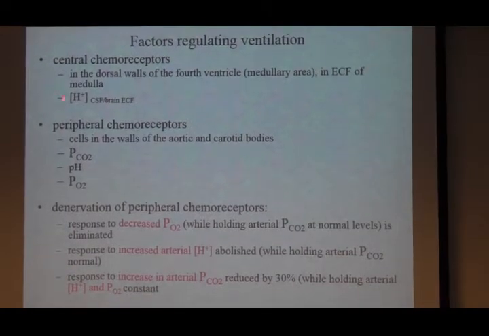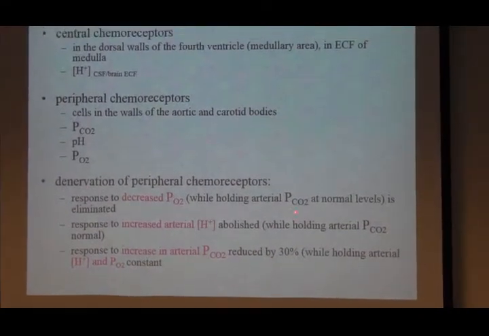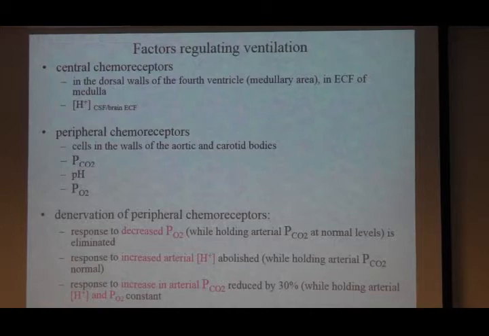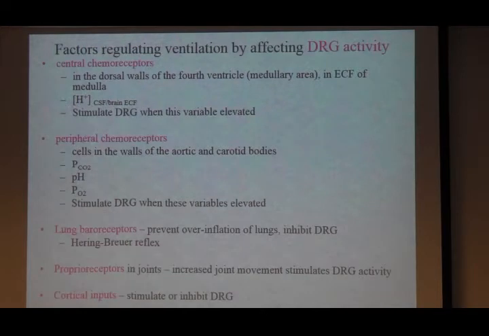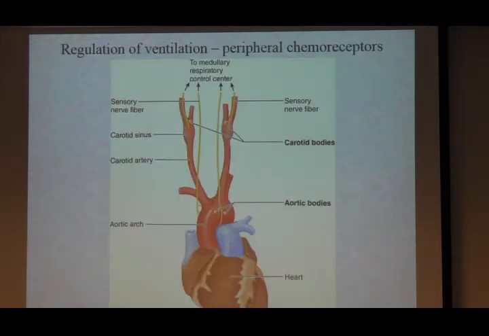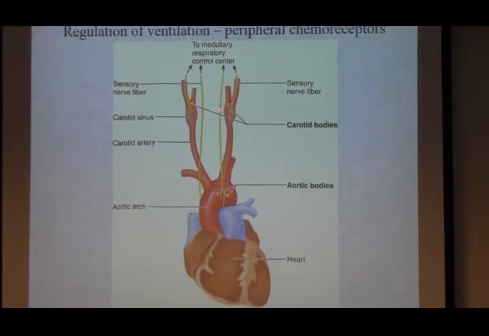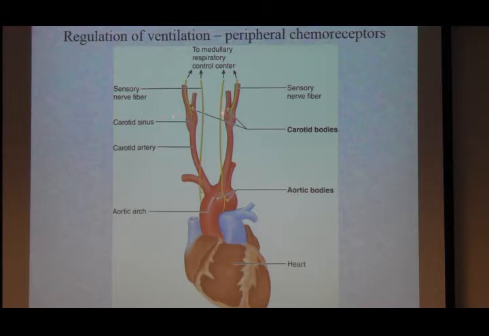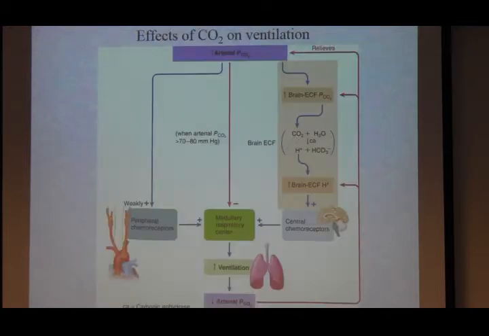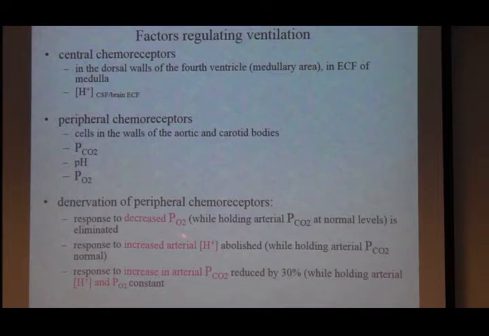Now, in order to see the relationship between the two, I'm going to give you an example of an experiment where we took animals, probably rats, and we denervated the peripheral chemoreceptors. The peripheral chemoreceptors are very localized. They're found right in the carotid bodies, of the carotid sinus, and also in the aortic arch. So it's very easy to ablate and destroy these, which is exactly what was done in this experiment.